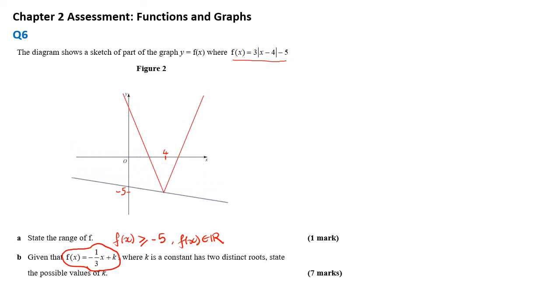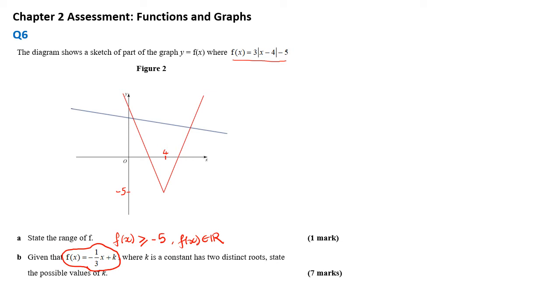Now if it's right here at the vertex, this is where it would tell us it's only got a single root or a repeated root, if it just touches the graph. If it's below that modulus graph, then there would be no real roots to the equation. So we're told it's got two distinct roots, so we can assume it's somewhere above that minimum vertex.